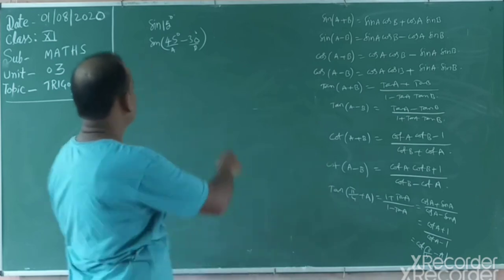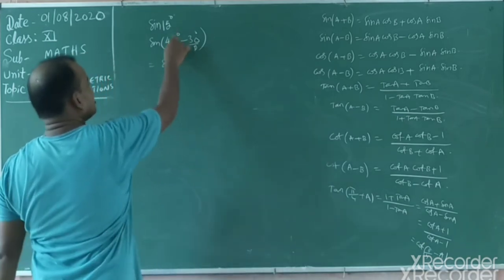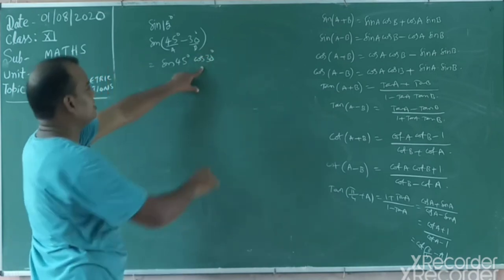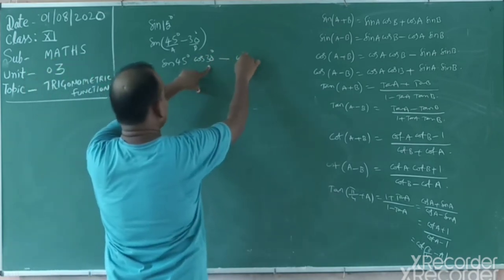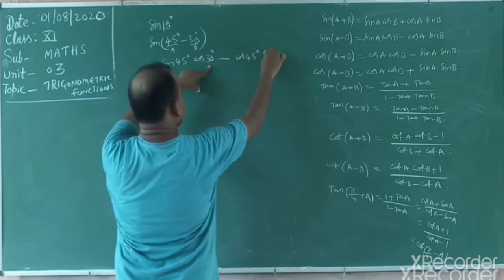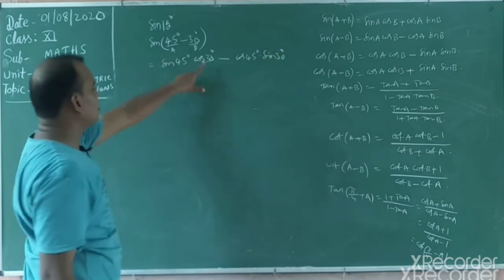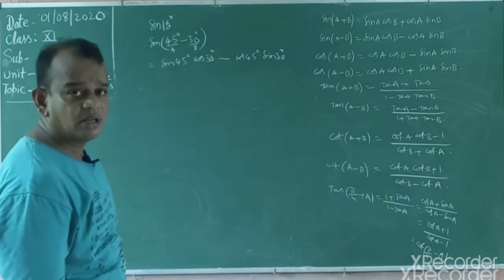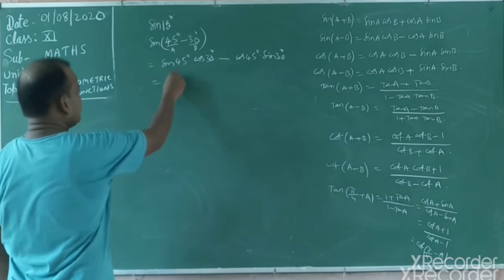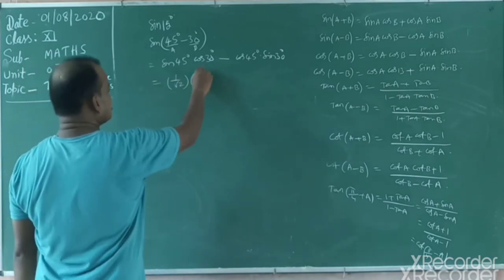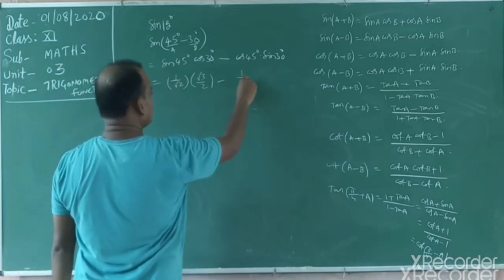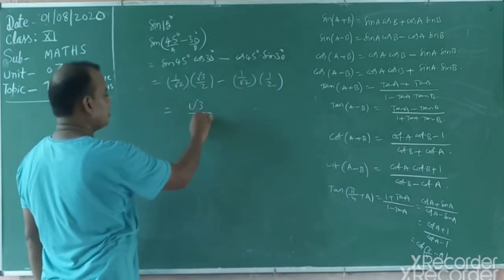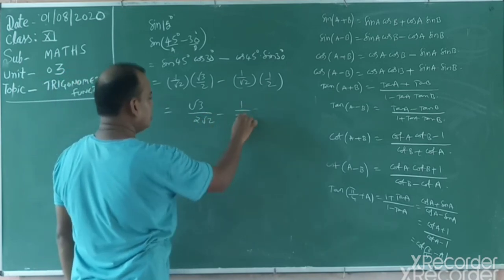Sin of A minus B equals sin A cos B minus cos A sin B. Applying the formula: sin 45 cos 30 minus cos 45 sin 30. Instead of A write 45, instead of B write 30 degrees. Sin 45 means 1 by root 2, cos 30 means root 3 by 2, minus 1 by root 2 into 1 by 2. That is root 3 by 2 root 2 minus 1 by 2 root 2.